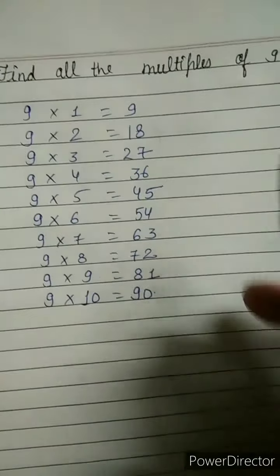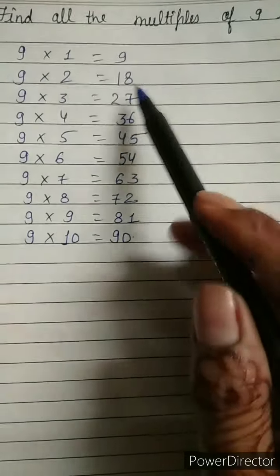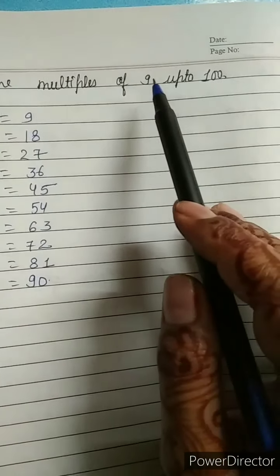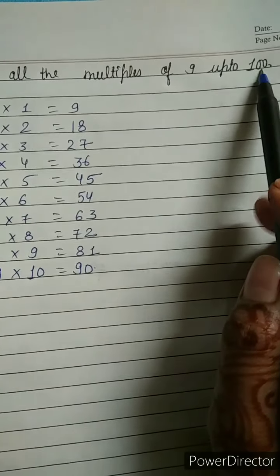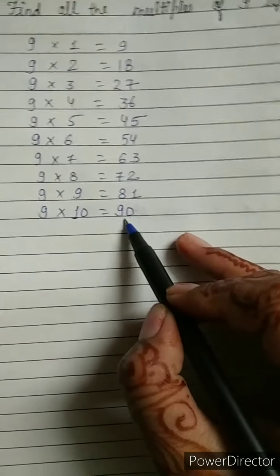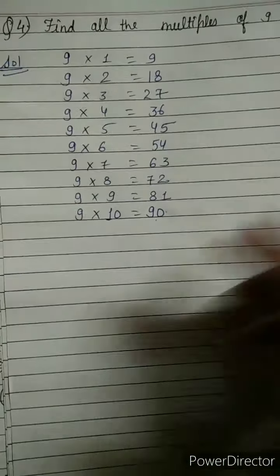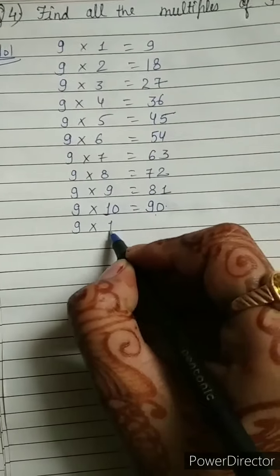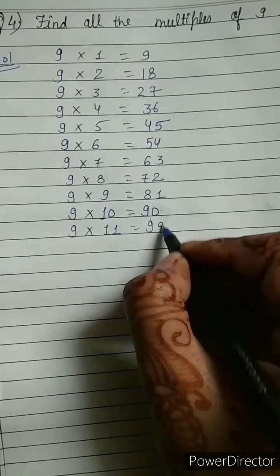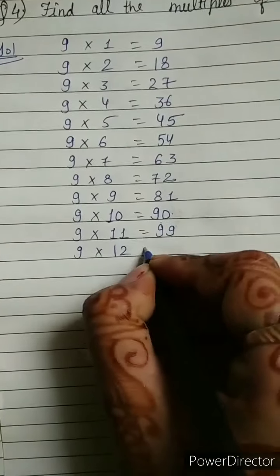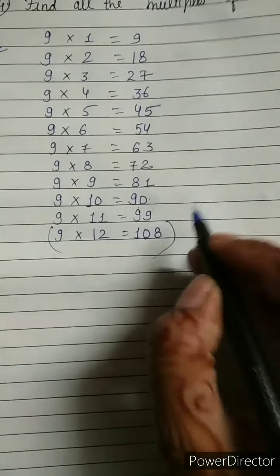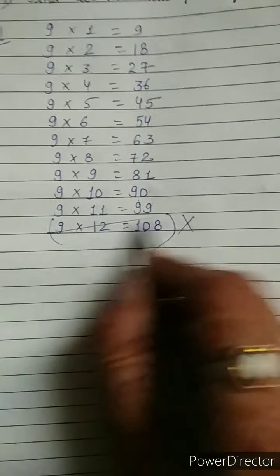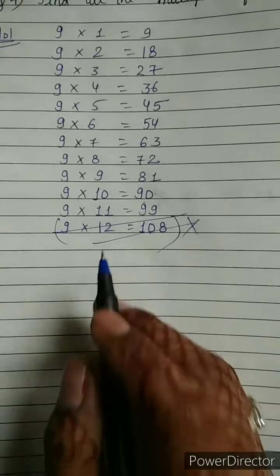This much you all have learned, I know, but the question told us multiples of 9 up to 100. Here we have the answer up to 90, so we can jump also. 9 11s are 99. 9 12s are 108, but 108 is greater than 100. That's why we will not take it.